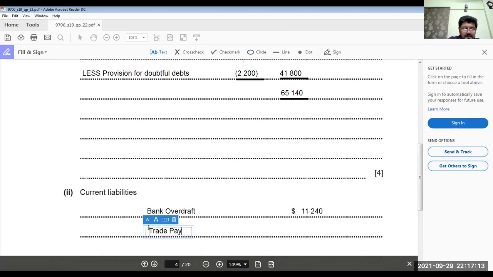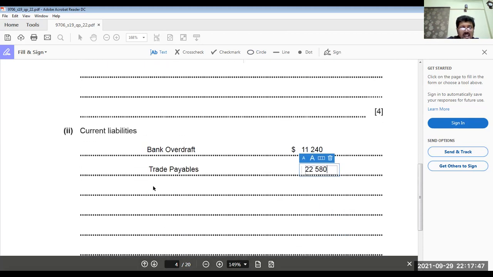Trade payables. Is how much? That was 21,640 plus 940. Okay. Achha. 3% loan, first installment. The loan was 20,000 divided by 5 years, so that is 4,000. 3% loan, first installment is due, now it's current liability. Okay. Anything else?